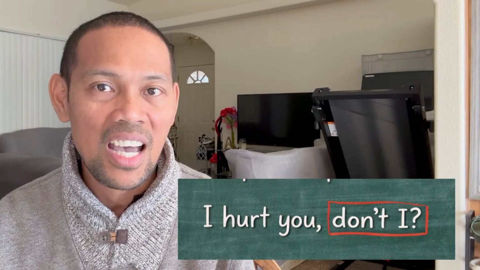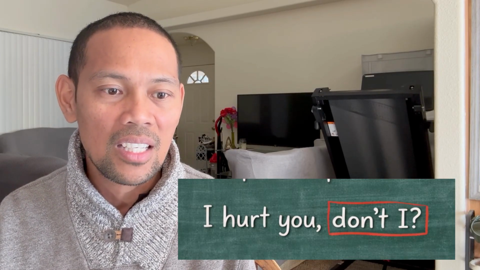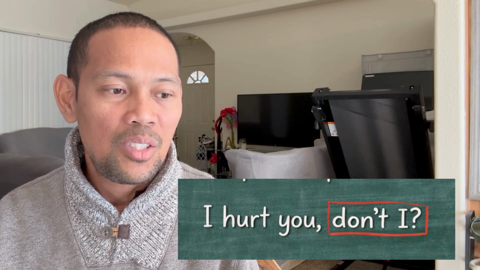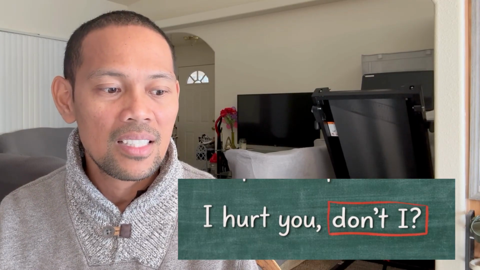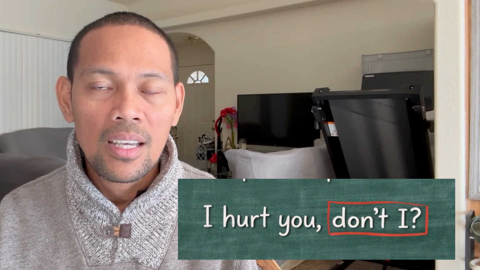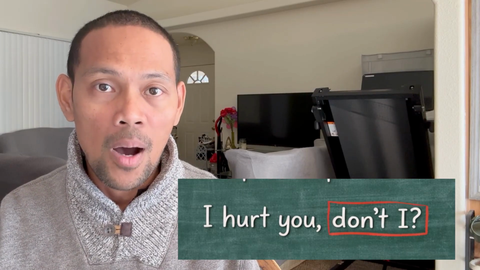You don't say doesn't I, because the rule says if I as a pronoun is used as a subject, then do or don't should be used in the tag. In this case, we make use of don't as a negative tag because the statement I hurt you is positive. Now I want you to remember this. If the sentence is positive, the tag is negative. All right, as simple as that.